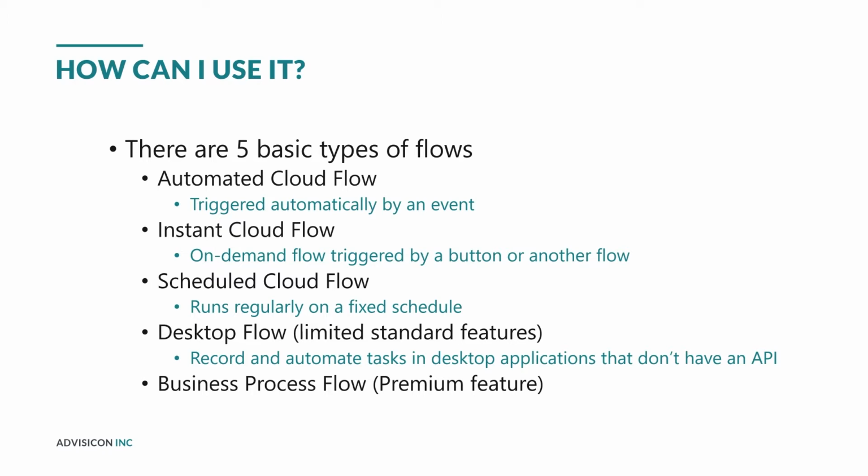There are 5 basic types of flows within Power Automate. First off, we have an automated cloud flow, which is a flow that is triggered automatically by some kind of event happening. Then we have the instant cloud flows, which are on-demand flows that can be triggered by a button or another flow, and typically would be embedded on a form page or maybe a mobile application. Third, we have a scheduled cloud flow that's going to run regularly on a schedule. So, for example, if on a weekly basis I want to get a summary digest email of activities that have happened on a project, or if I want to routinely perform some form of maintenance activity, we would use a scheduled flow.